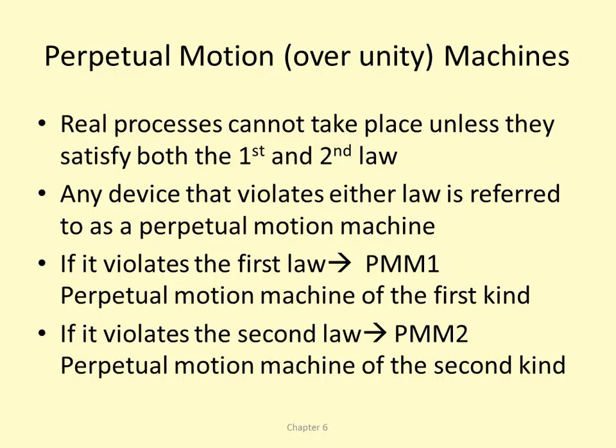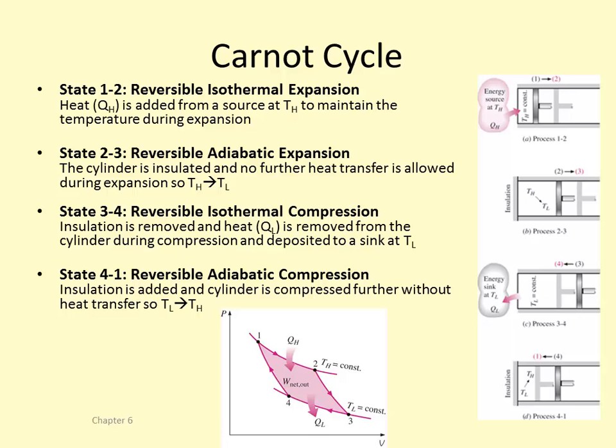Perpetual motion machines: in order for a process to occur, it needs to satisfy the first and the second law. So if it violates conservation of energy, it's a perpetual motion machine of the first kind, and if it violates the second law, meaning the direction of energy transfer, then it's a perpetual motion machine of the second kind.